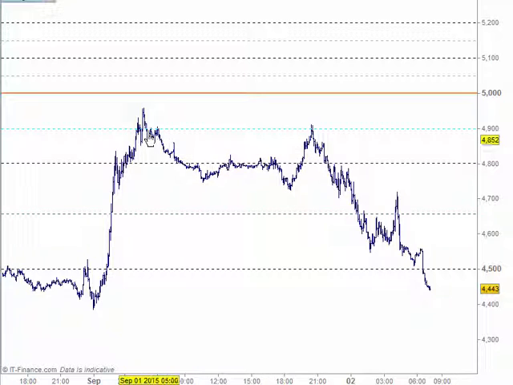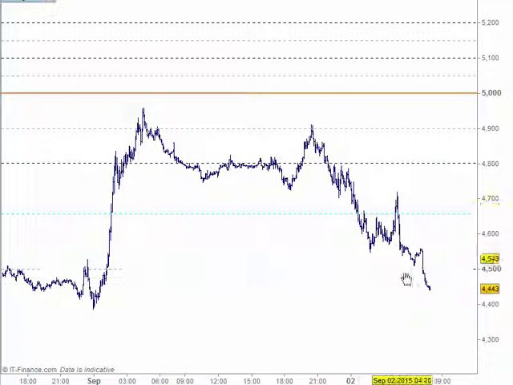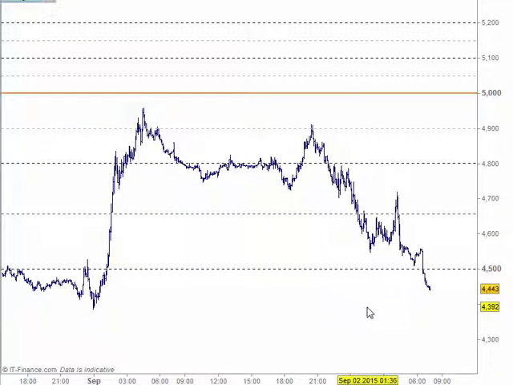So 1, 2, 3, 4. I mean, that looks like 5 waves there. So an A and a B and a C for wave B here. 1, 2, 3, 4 and 5. So we're close.